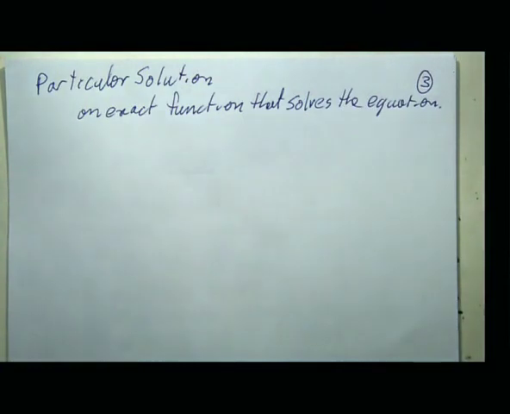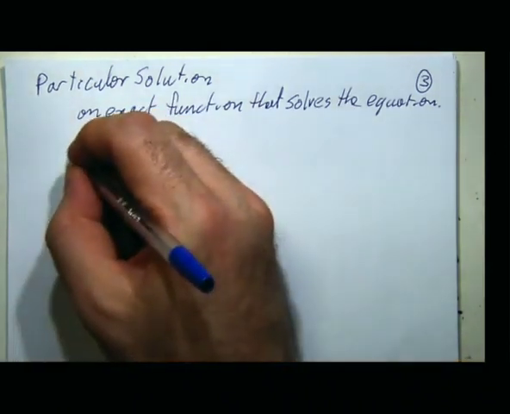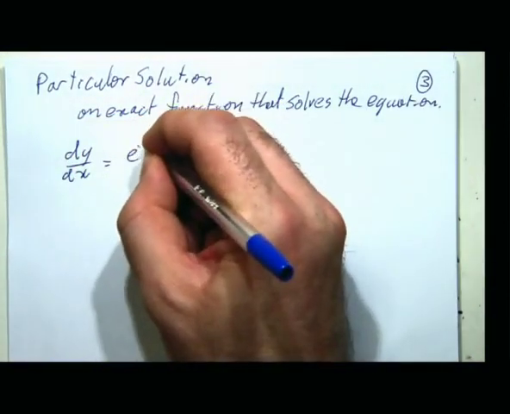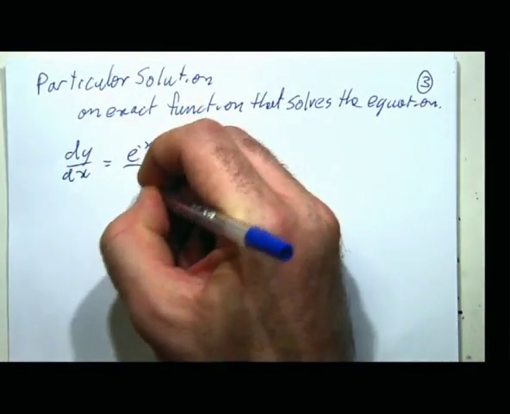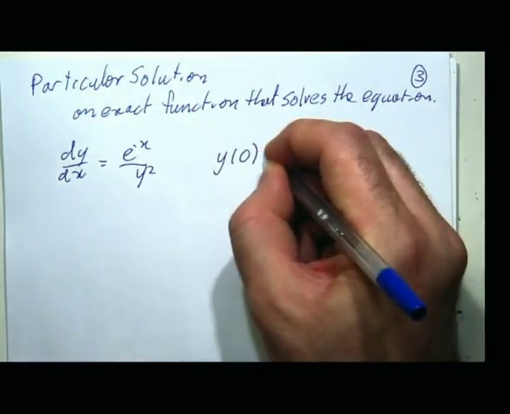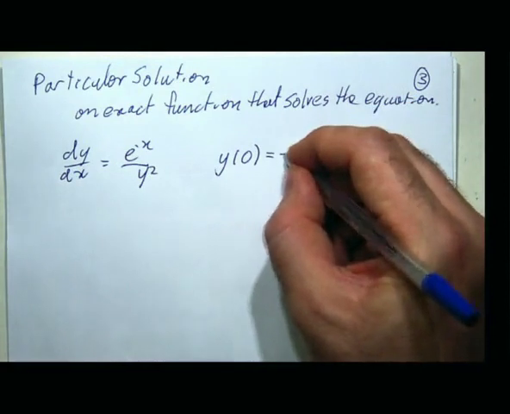All right, so when we say particular solution, it is an exact solution to this thing. And if I take, I'm going to do another one, dy/dx is equal to e to the minus x on y squared, but they've given me one more piece of information. I need to use something else.